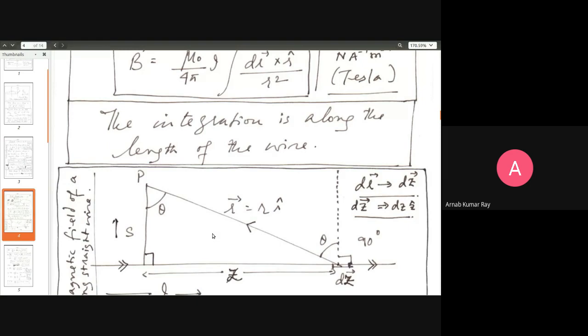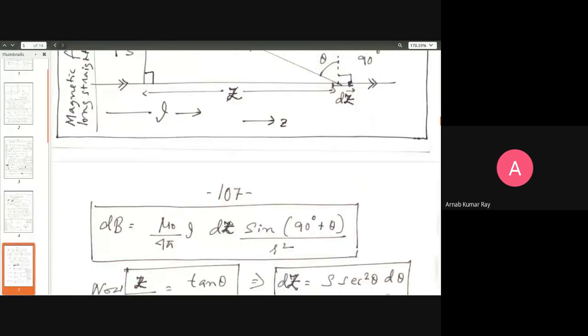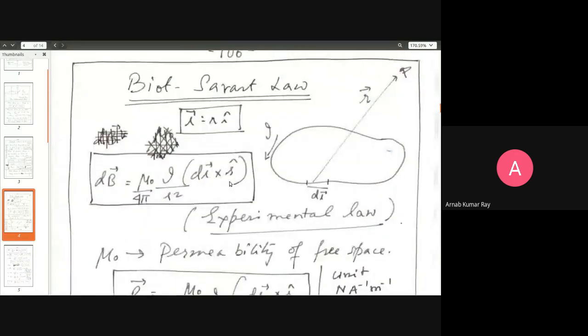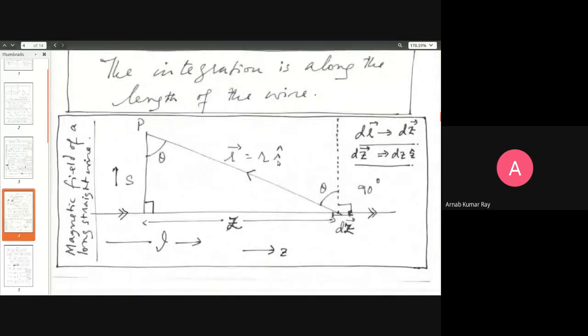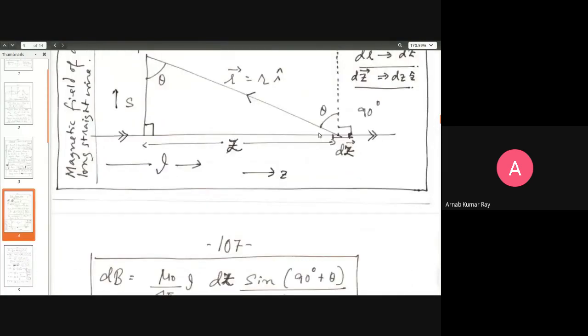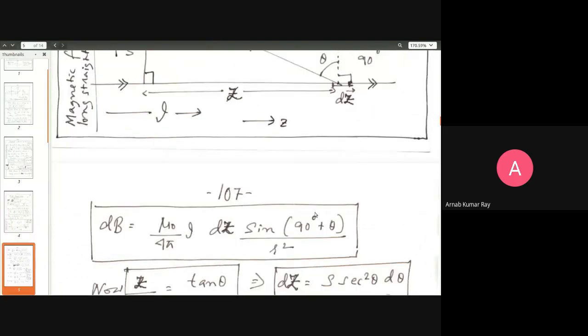dl cross r cap, or dz cross r cap in this case, how will you find it? Definition is magnitude of the first vector, which is dz or dl, dz specifically. So that is magnitude dz times magnitude of the second vector, which is the unit vector r cap. So magnitude of r cap will be 1, nothing to write, times sine of the angle between the two.